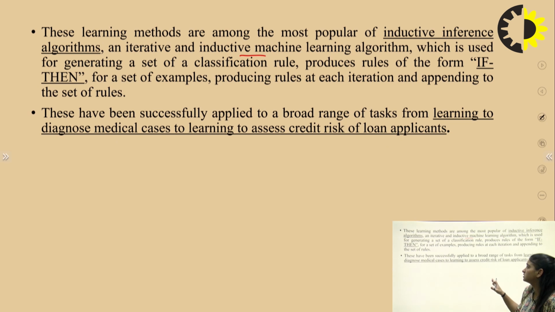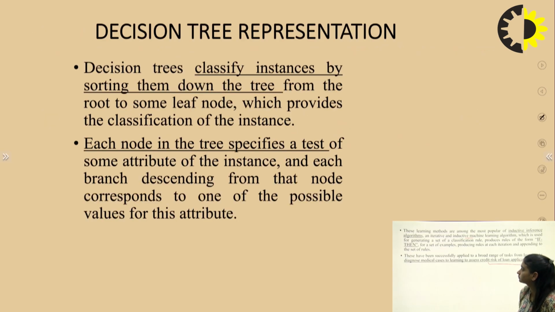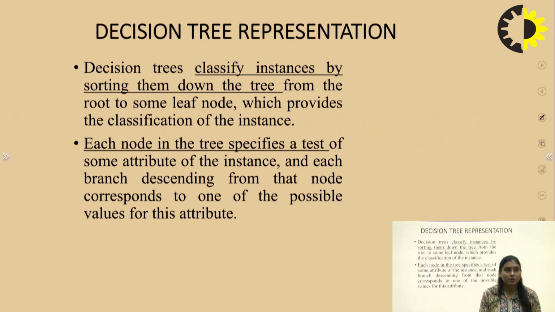Now, they have been successfully applied to various areas, from learning to diagnose medical cases to learning to assess the credit risk of loan applicants. So there are many applications, and basically we use decision trees for classification purposes, and it comes under supervised learning.